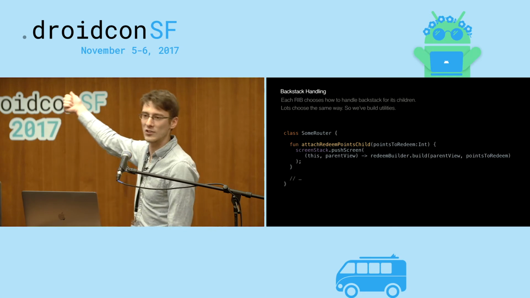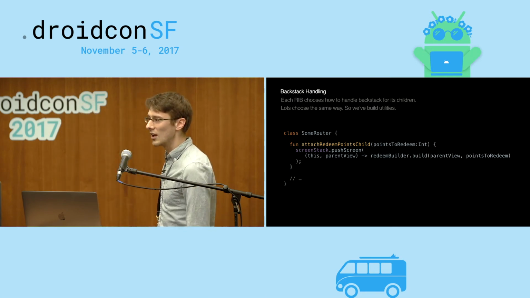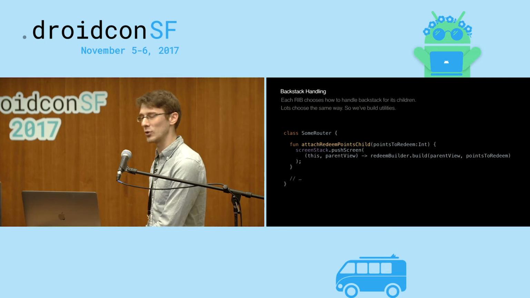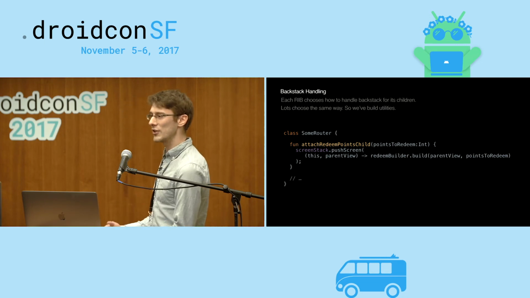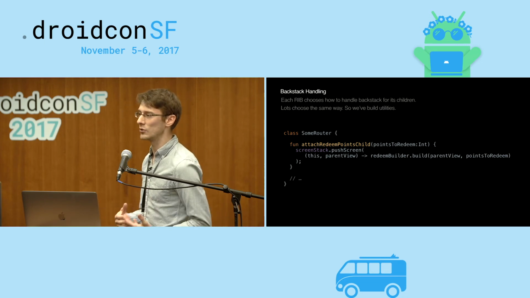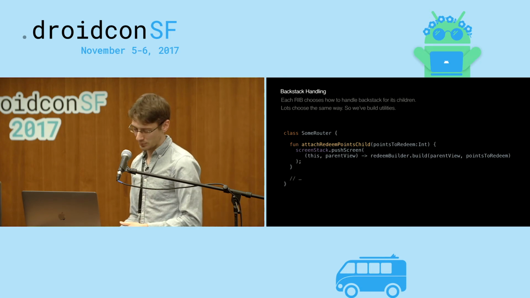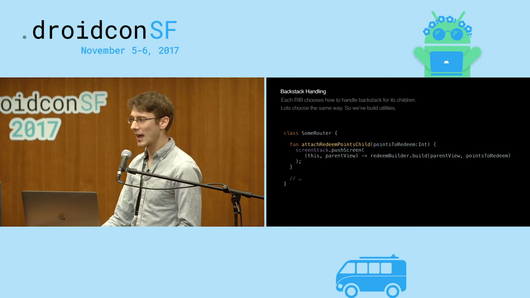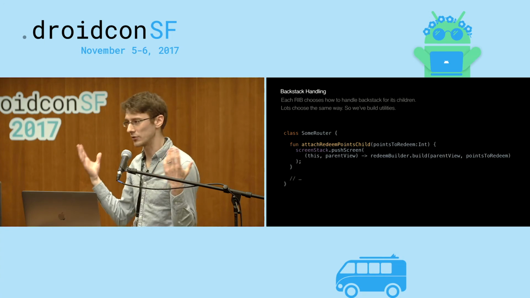For example, screen stack is a super common one, which is to say that you want to attach a new RIB as a child to yourself so it can access all your state, but you actually want it to show up visually like it's a new activity. In that case, you would just push that RIB onto the screen stack, and when the user presses back, that RIB gets destroyed.